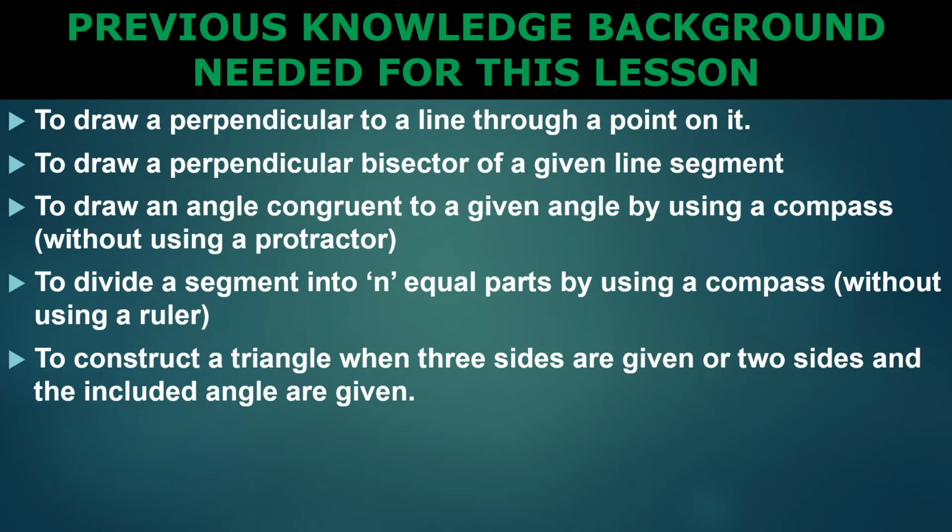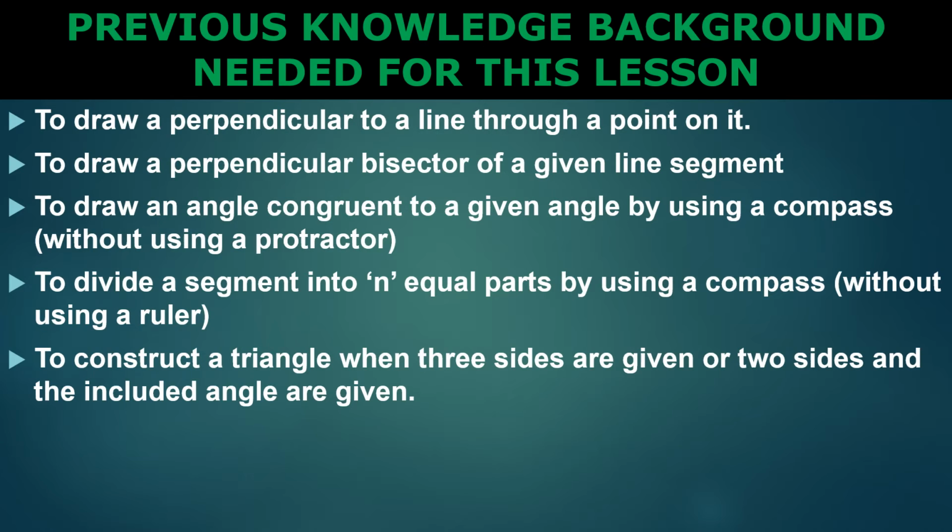Now, to do the construction sums in this chapter, you need to know some basic constructions which you have learned in your lower classes. Like for example, you need to know how to draw a perpendicular to a line through a point given on it, how to draw a perpendicular bisector of a given line segment, how to draw an angle congruent to a given angle by using a compass without using a protractor, to divide a segment into n equal parts.